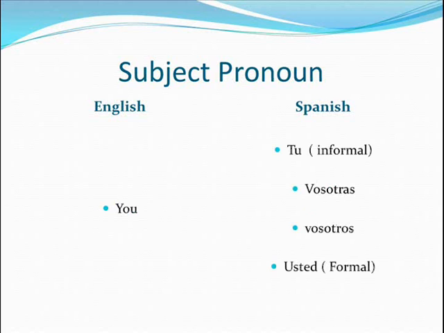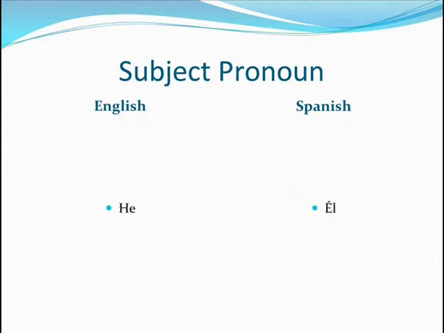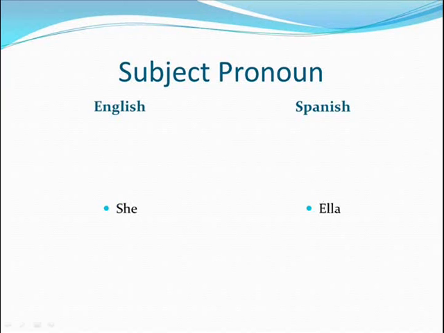Subject pronoun you in English is equivalent in Spanish to tú, that is informal, vosotros, vosotras, and usted, that is more formal than tú. The subject pronoun he in English is equivalent to él in Spanish. Subject pronoun she in English is equivalent to ella in Spanish.